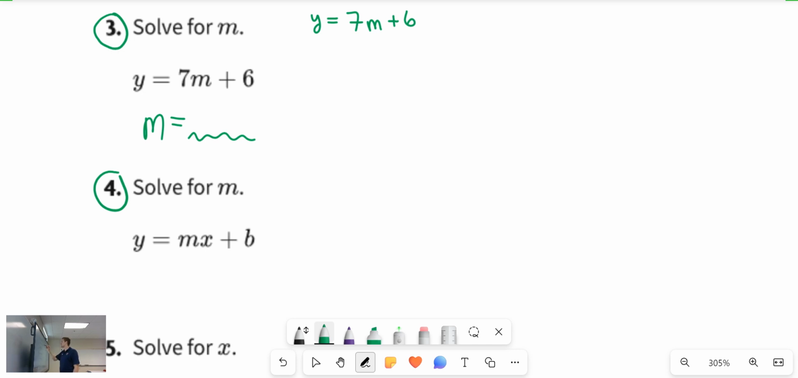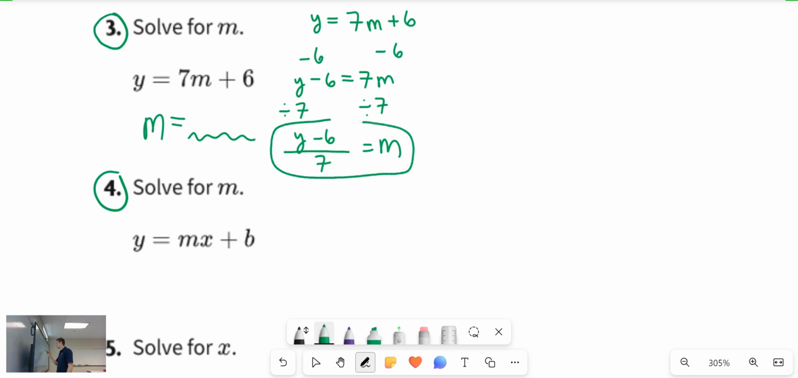So we have to get m by itself. Let's subtract 6 from both sides. Now we're going to have y minus 6 equals 7m. And then we're going to divide both sides by 7. We should be left with y minus 6 divided by 7 equals m. All right, and that is solved for m. Excellent.